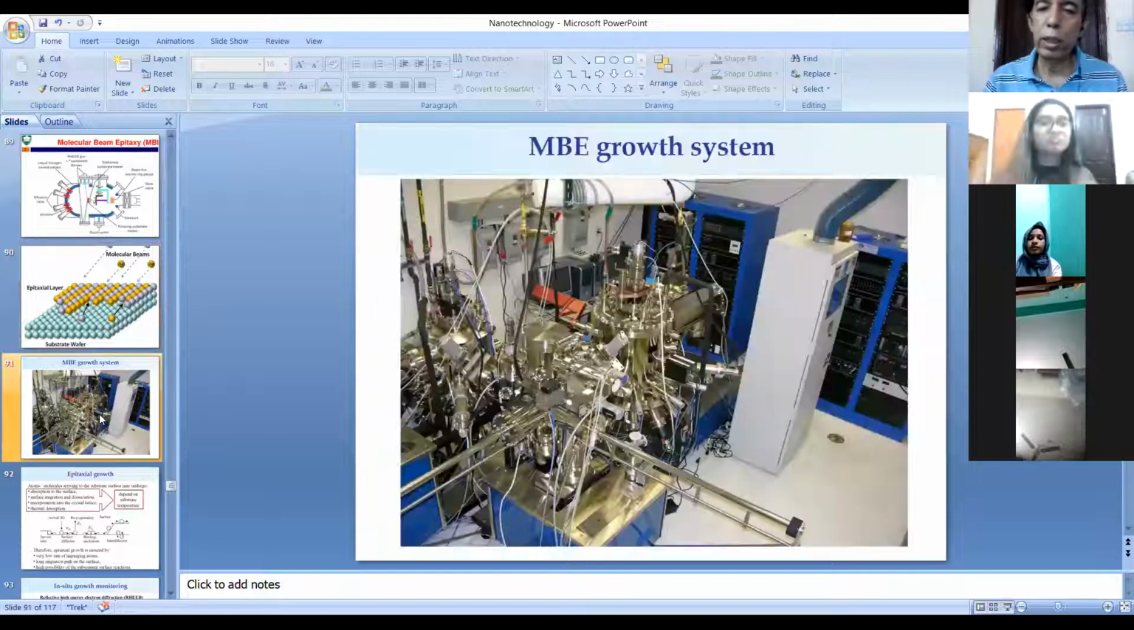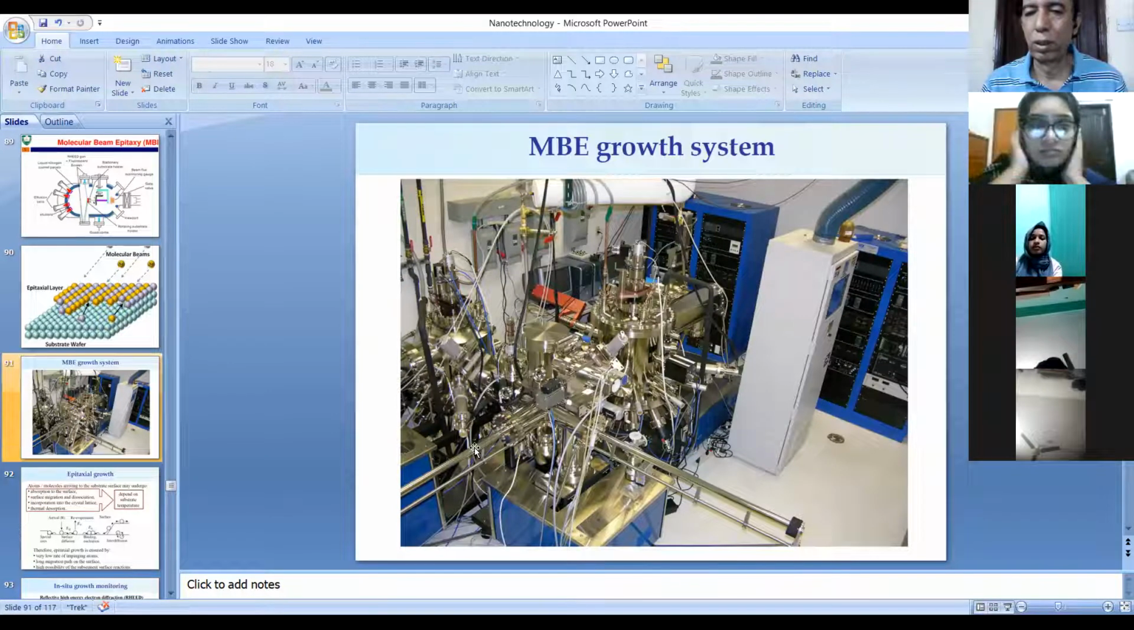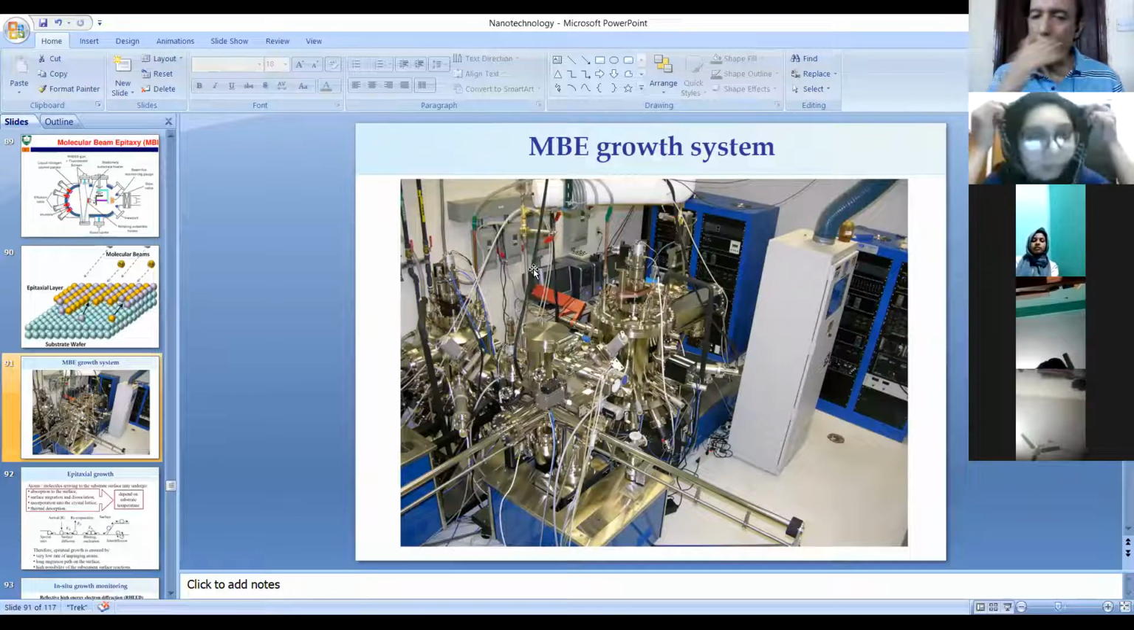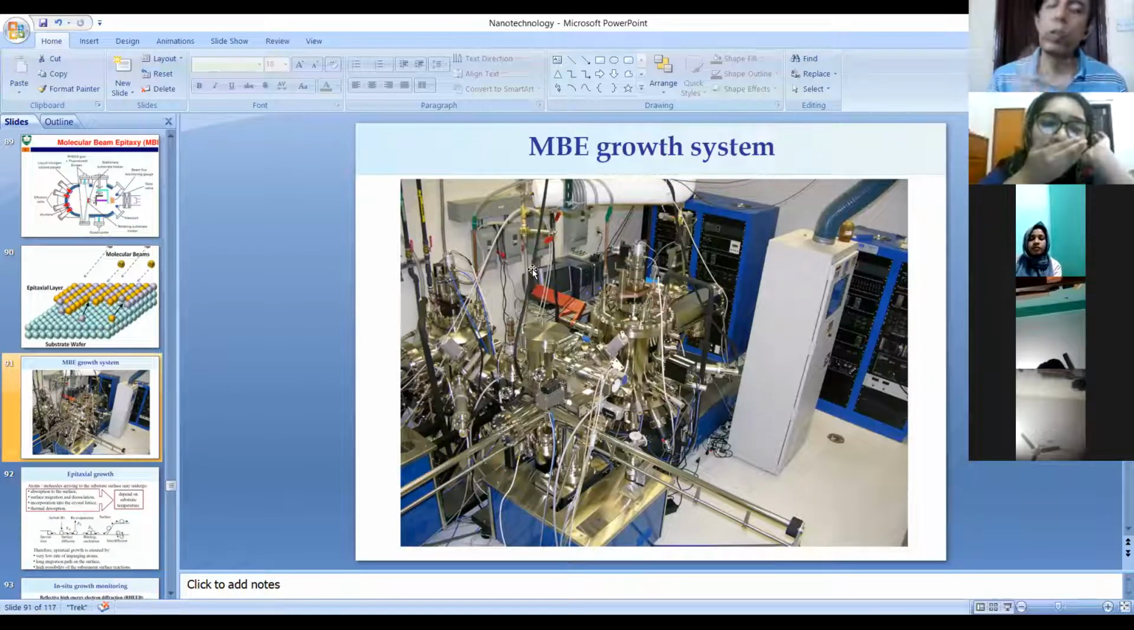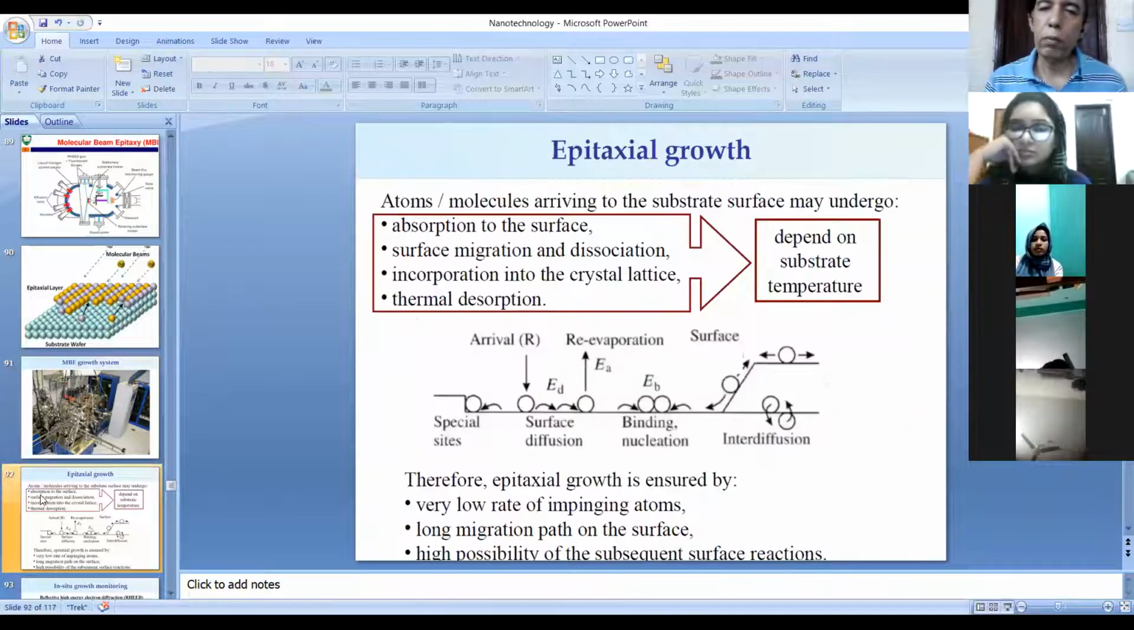And now you see how complicated the instrument is. It is a very complicated instrument and very, very costly. So in Bangladesh, I think we do not have any molecular beam epitaxial growth system. It is very costly.